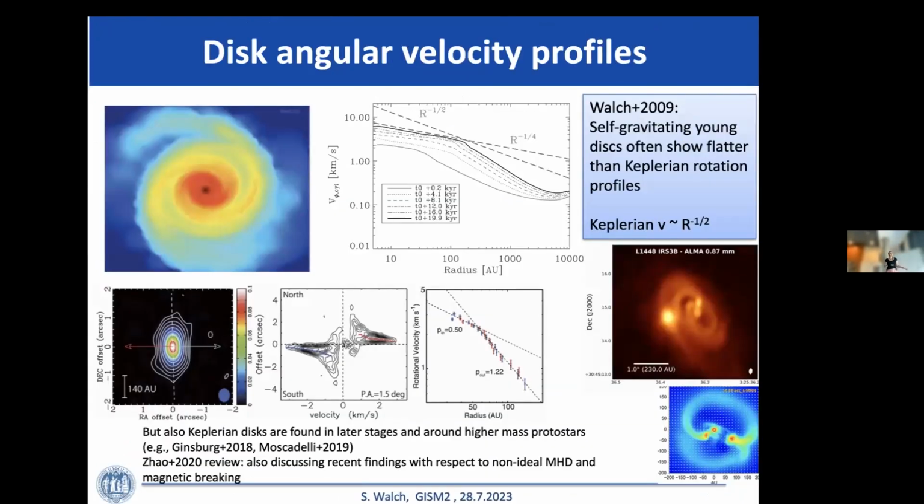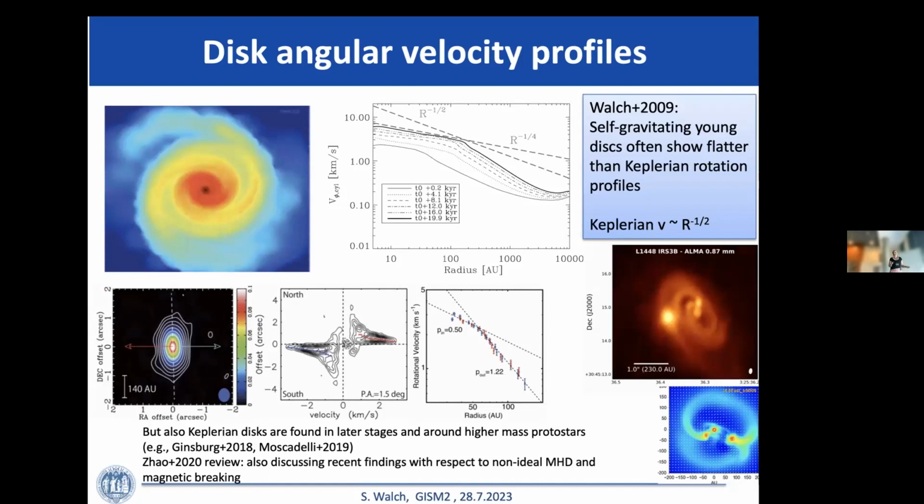But however, we know that core disks actually exist. It's also interesting to look at their rotational profiles, so you can look at the angular velocity profiles. For a Keplerian disk, you would expect that the rotational velocity goes with r to the -1/2. Actually, this has also been found in some disks, in particular around high mass stars. So here, for example, papers by Ginsburg and Moscadelli. These were, I think, 15 and 10 solar mass central stars.